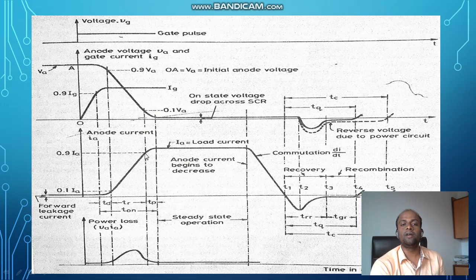And from here, your voltage will almost become zero. There will be some leakage, a drop voltage, and the anode current will reach from 90% to 100% of its value, and that is called the spread time, when it gets spread. And from this point till this point, it is the actual conduction. Are you getting it?